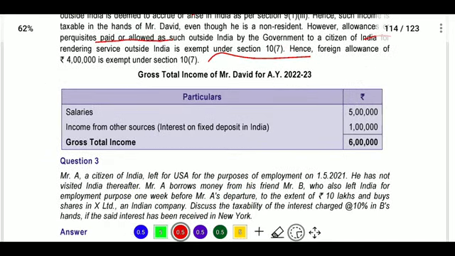Next, gross total income of Mr. Dravid for assessment year 22-23. Salaries will be 5 lakhs and income from other sources will be 1 lakh. Gross total income will be 6 lakhs.